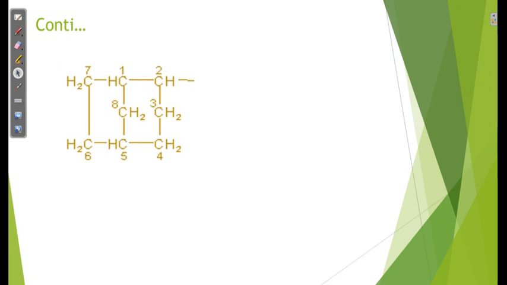When there are substitutions, if the ring is in the form of a substituent, then we always write the yl. So what is that? The total number of carbons is oct. So I can say bicyclo. I will write from this octa.